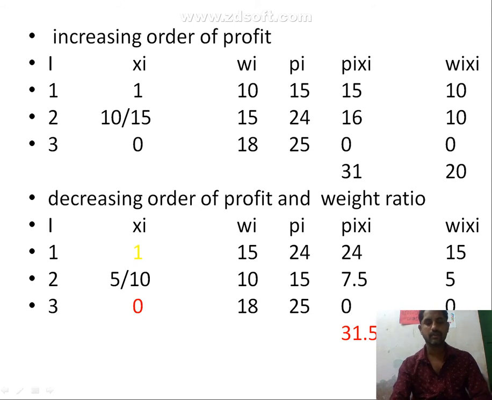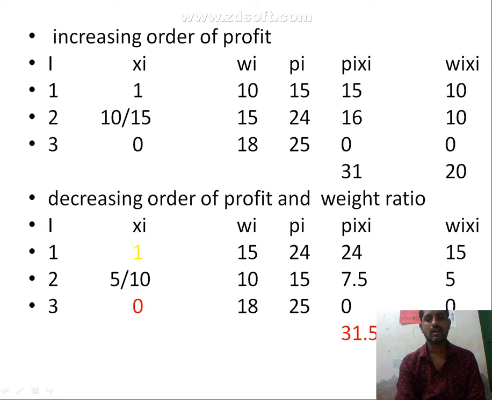Now we go for the decreasing order of profit and weight ratio. So first we have to calculate the profit and weight ratio, that is 15 by 10, 24 by 15, 25 by 18. Likewise, we have to calculate the ratios in decreasing order. So 15 is the 1 and the remaining is 5 by 10 and 0. The total profit is 31.5 and the weight is 20.